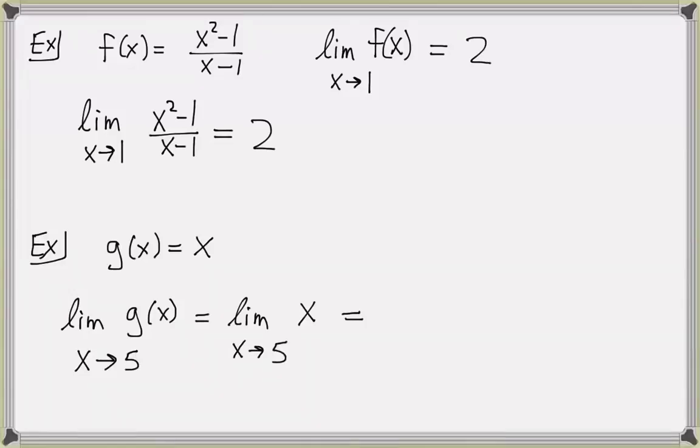So for example, what is the limit of g of x as x approaches 5? Well, as x approaches 5, the limit of x will be 5. How about an even easier function, like the function defined by a constant? f of x equals a constant c. So this is a constant function. Whatever value you plug in for x, the f of x value will always equal c.